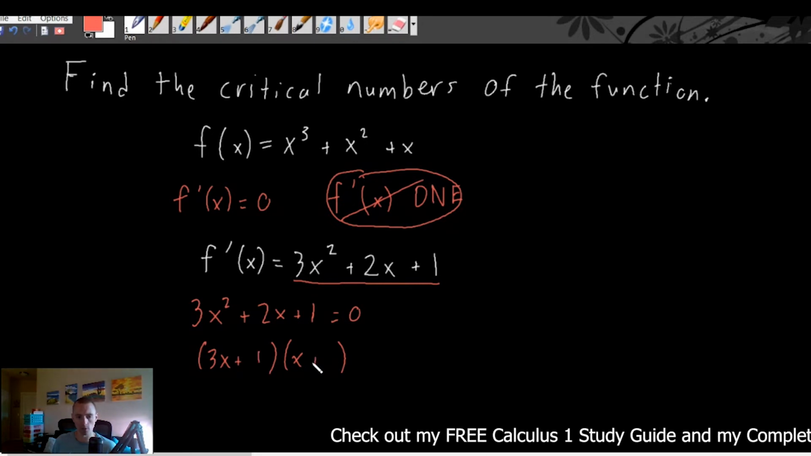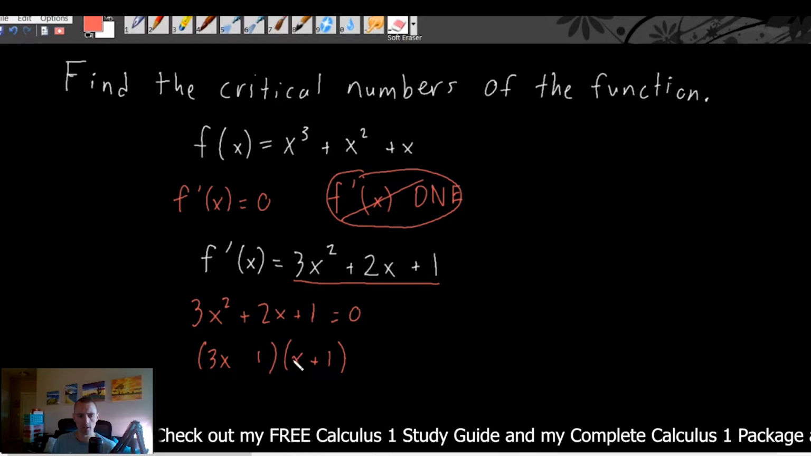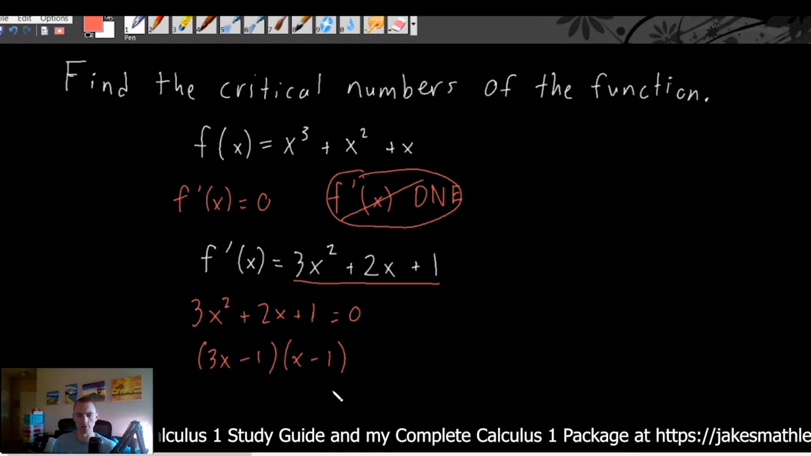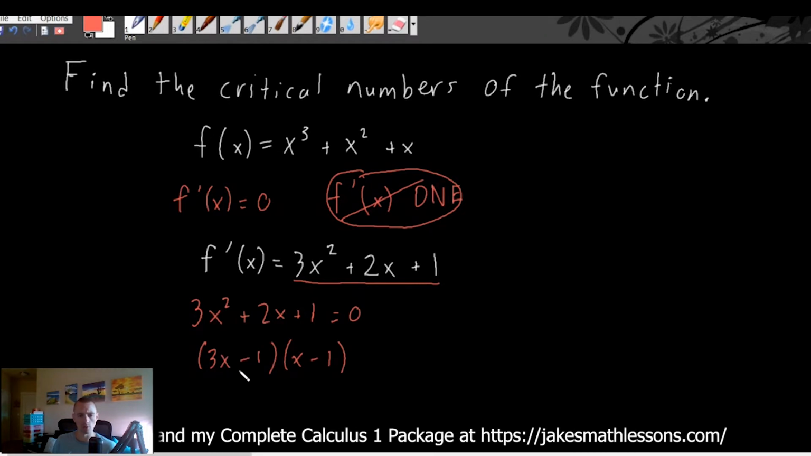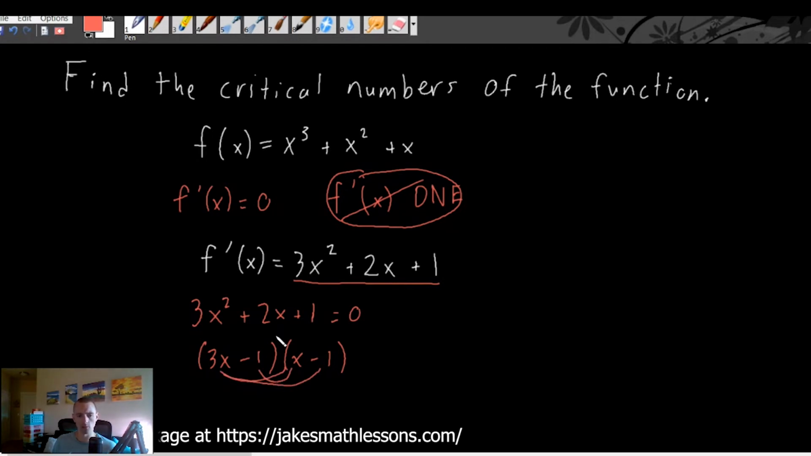We could either say plus 1, or we could say minus 1 and minus 1. Let's think about how those would end up factoring out, though. If we were to reverse engineer this, we would get 3x squared, so that's good, and then negative 3x minus x would be a negative 4x, not a plus 2. Right? So that's not going to work.